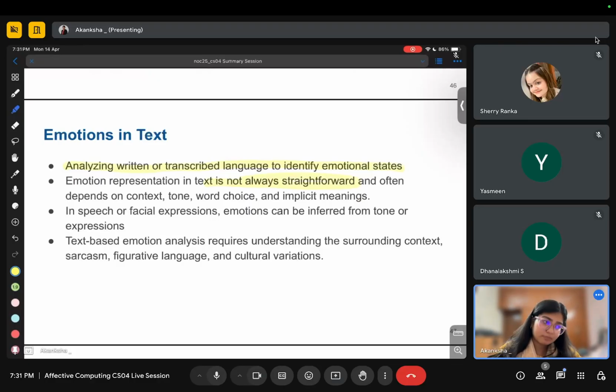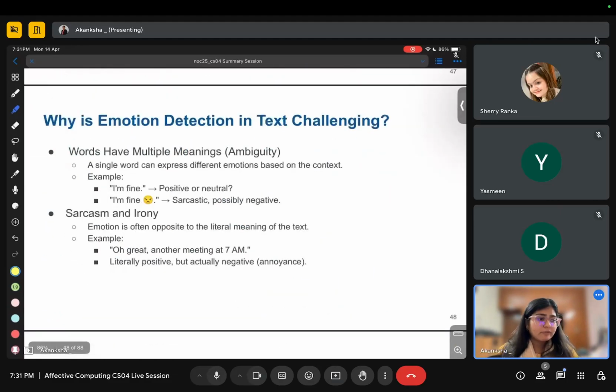Okay, so there are some challenges involved which I wanted to discuss. Words can have multiple meanings. Let's say I'm fine, so you just write I'm fine. That means, is it positive or neutral? But then you say I'm fine with an emoji, so it means sarcasm. It is possibly negative, so it changes the whole meaning.